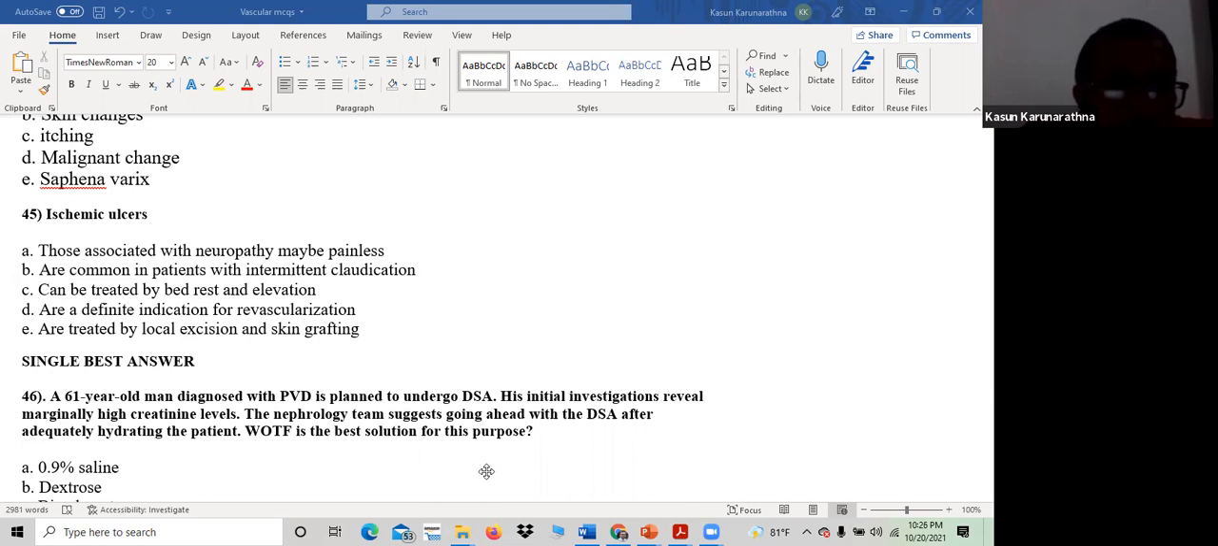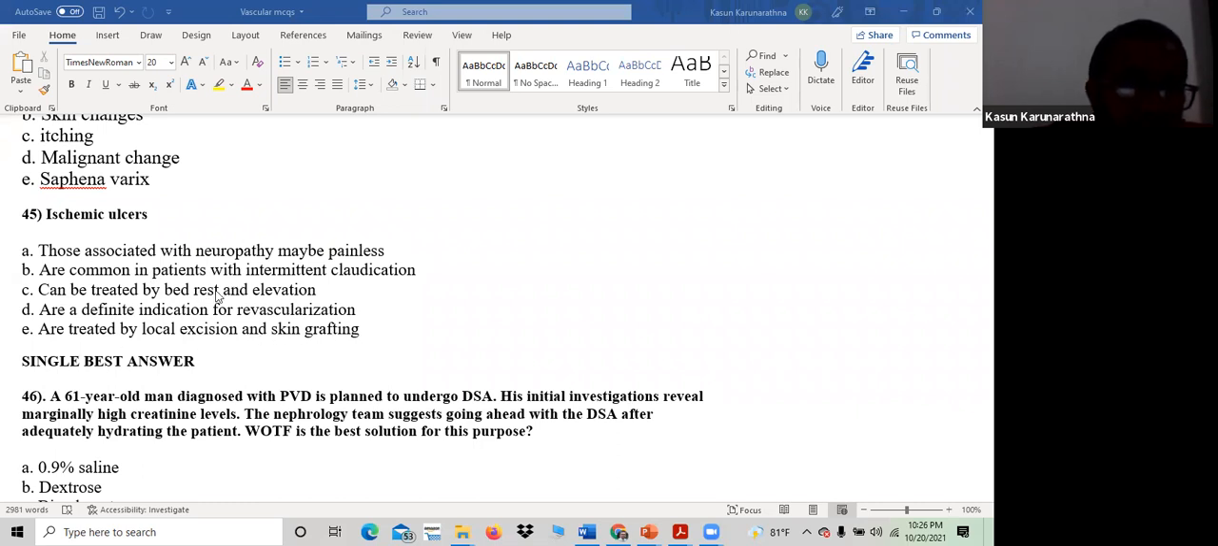Ischemic ulcers are common in patients with intermittent claudication. Yes. Can be treated by bed rest and elevation. Again, false. If there is ischemia, you should correct the ischemia. That means you should revascularize the wound bed. Ischemic ulcers are a definite indication for revascularization. Yes. Ischemic ulcer treated by local excision.